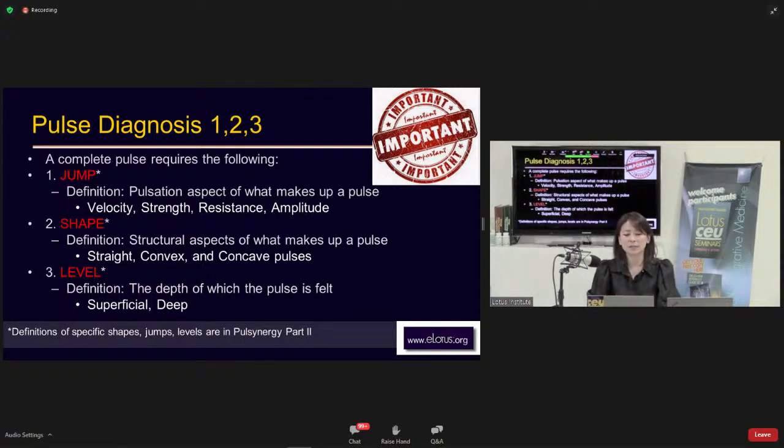The level is the depth at which the pulse is felt. Sometimes it's in the superficial level, sometimes in the mid level, sometimes it's in the deep level. Every pulse has its own normal level that it should be in. And if it's not in its own normal level, it's disease, something is wrong. That is something that you can learn more of as we get into each position. But if you take away that level and just focus on the jump and the shape, you'll be fine. By the end of today, if you just get these two ideas, then you're good.